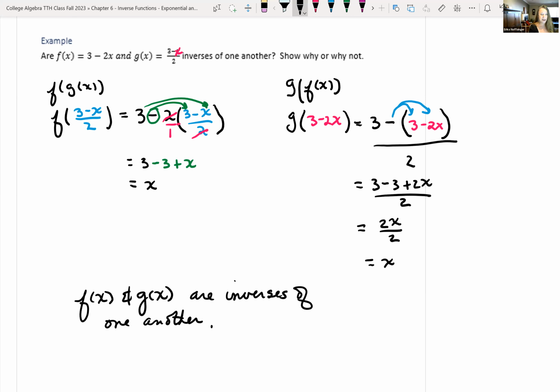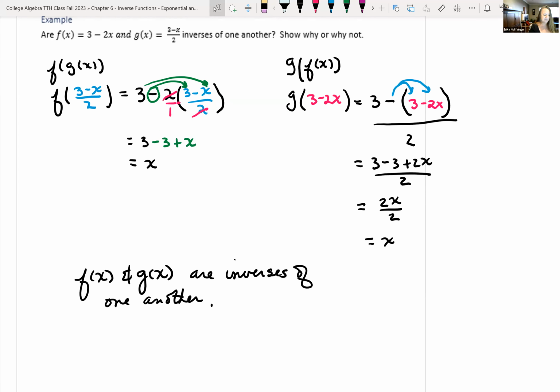In general, I'm okay if you show just one way, taking the composition, and you get back x. But depending on your instructor, you might want to show it both ways. Okay, so we showed that those two were inverse functions of each other.